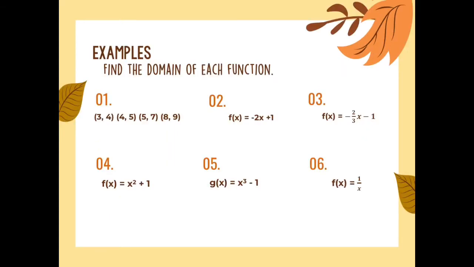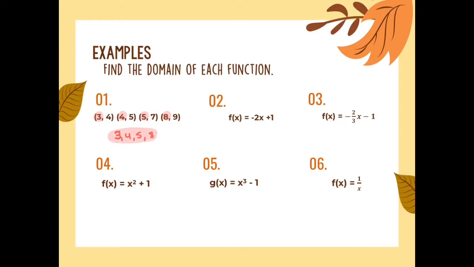Okay, so let's work through some examples. The directions here will always say the same thing: find the domain of the function. So if I look at number 1, here's my example that has just points. So I look at all my x values, 3, 4, 5, and 8, and just list them. 3, 4, 5, and 8.